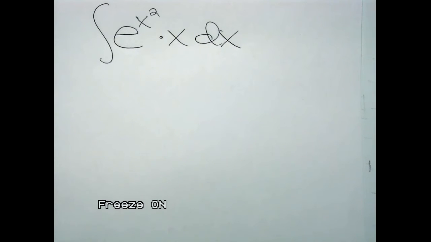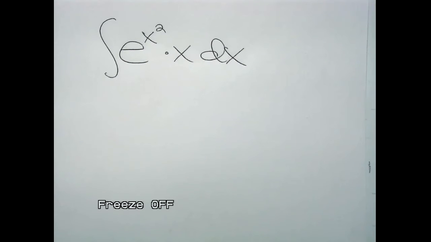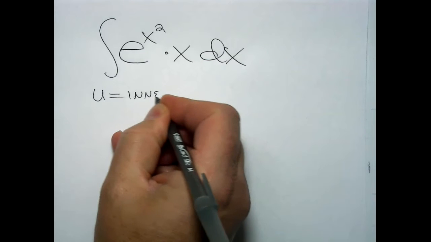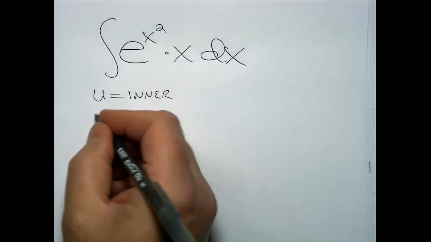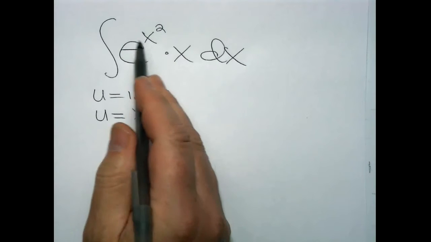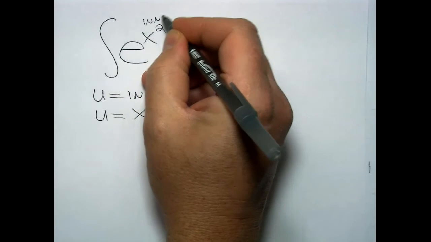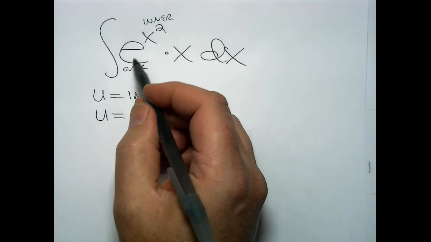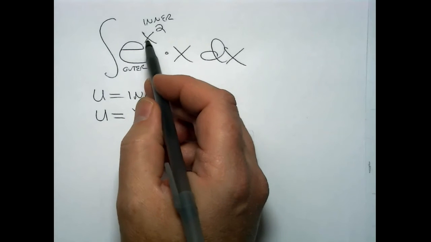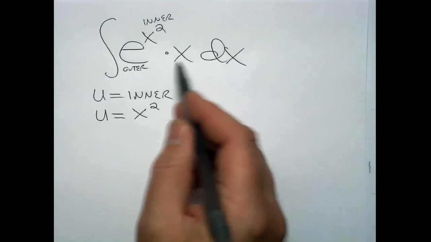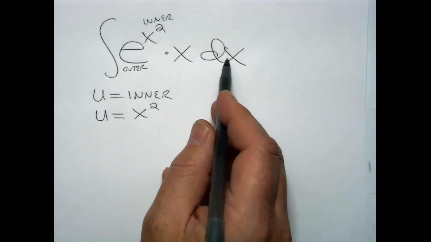Now, the most important thing to get started on a problem like this is your choice of u. And the guidelines tell you that u equals inner is always a good choice. So u equals inner, u equals x squared is a good choice. That's my inner right here. And this is my outer. Inner meaning the argument, really. E is the outer function. E to the something, what is that something? X squared is the inner function or the argument. We'll deal with this later. In fact, we may not even need to deal with that.